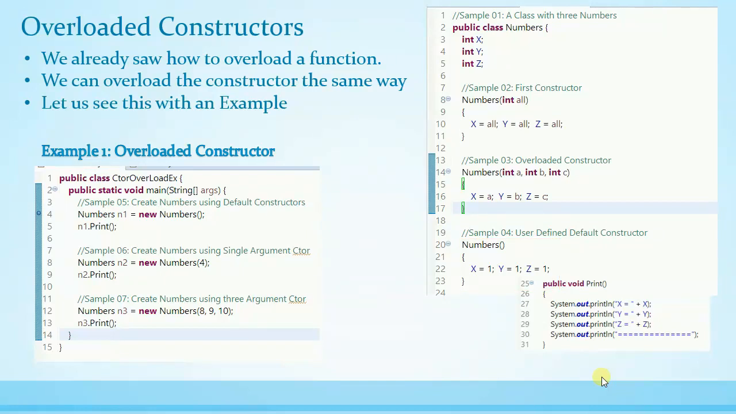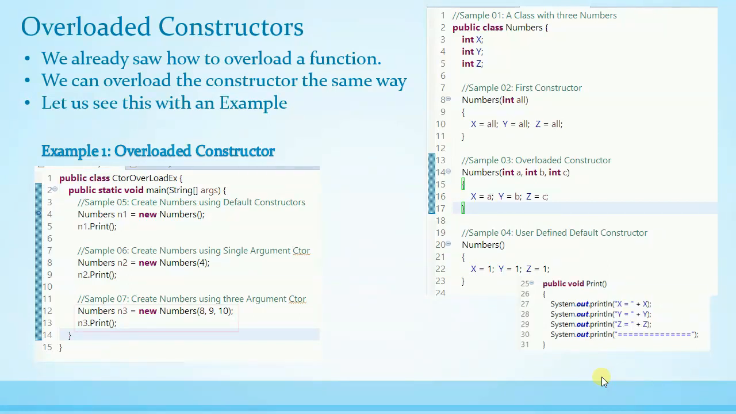In code snippet 6, we create the object by passing a single integer value to the constructor. The value is 4. That means it calls the first version of our constructor, which runs between line number 7 and 11. Here we initialize all the members with the value of 4. So when we print, it will print x, y and z having the value of 4.